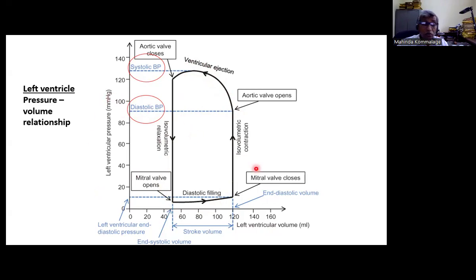Okay, so any questions about this diagram? If there are any questions, you can ask, or you can have a look again carefully. I will give you 2-3 minutes. You can have a look again and you can ask if there's any question.